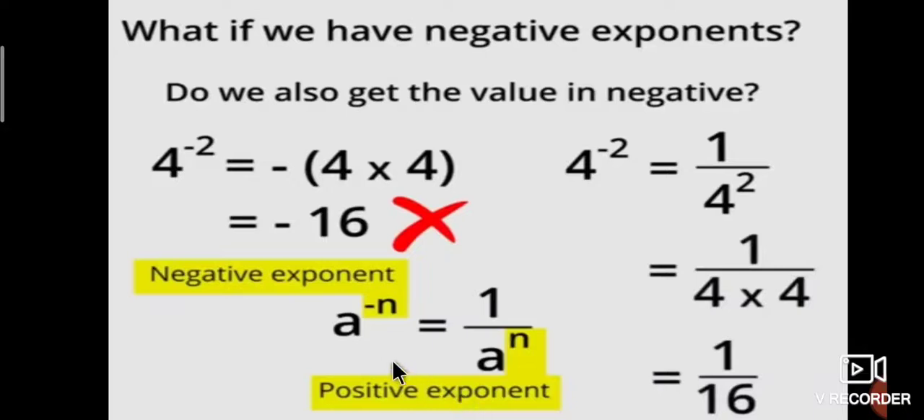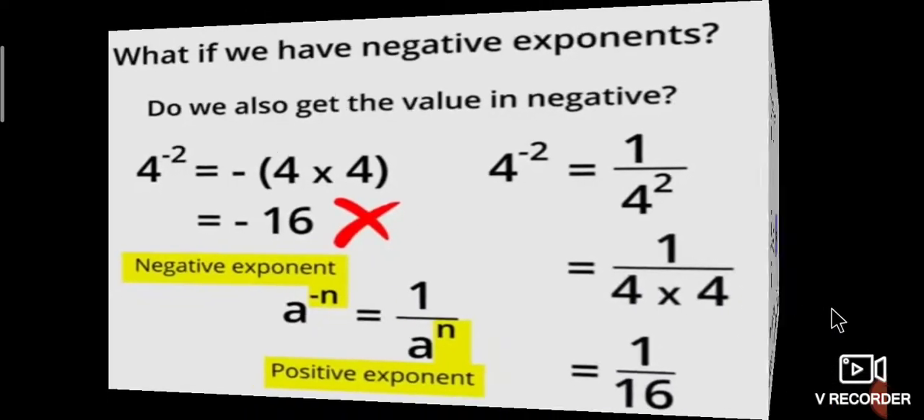The correct form is the negative exponent. A negative exponent a^(-n) is equal to the positive exponent 1 divided by a^n. According to this, 4^(-2) is equal to 1 divided by 4 square, that is 1 divided by 4 into 4, that is equal to 1 divided by 16. 1 divided by 16 is the answer.